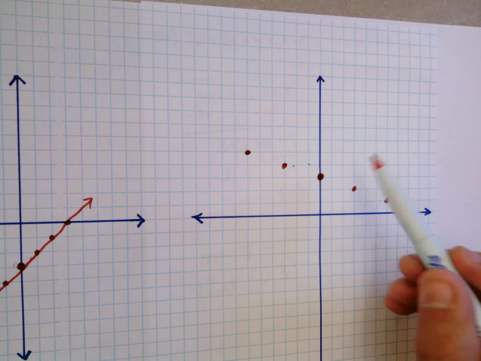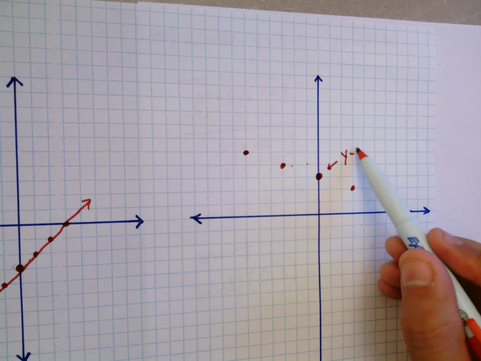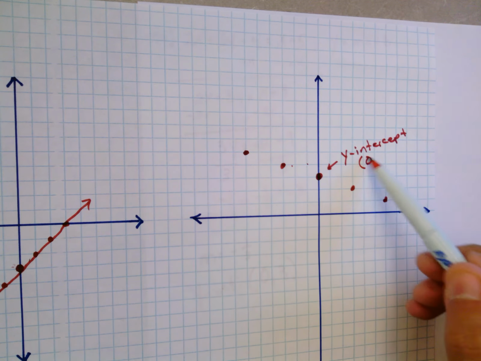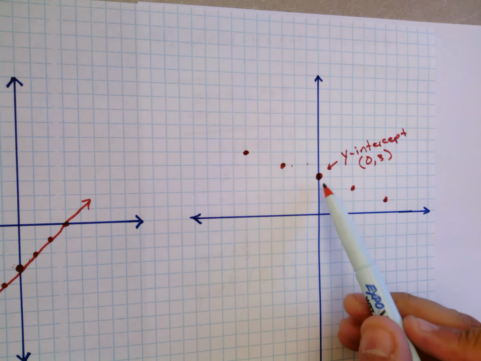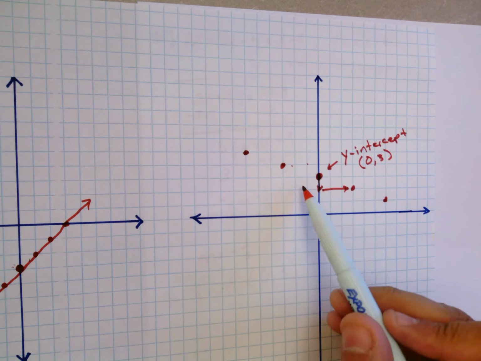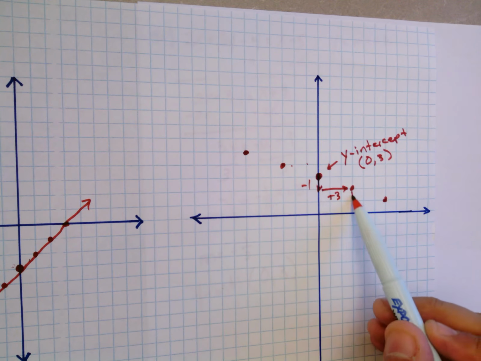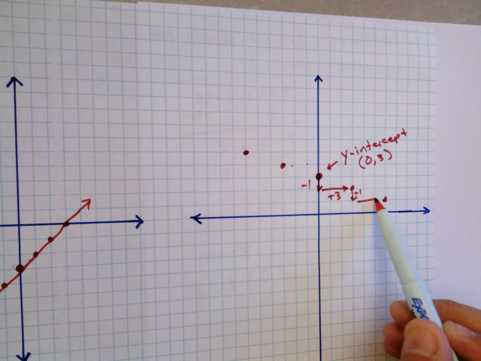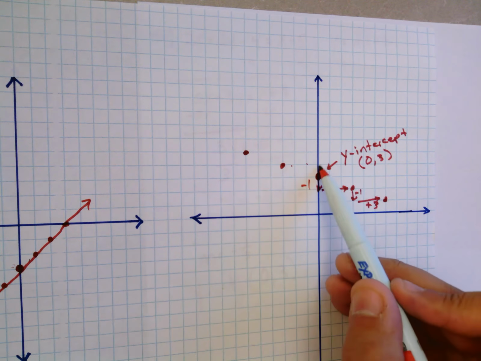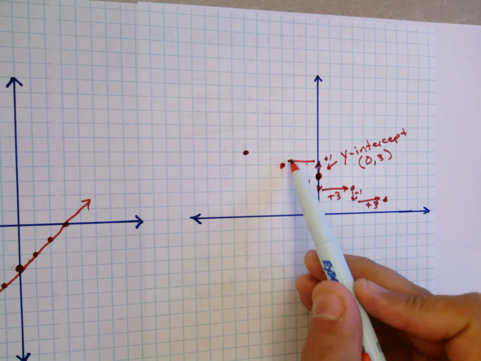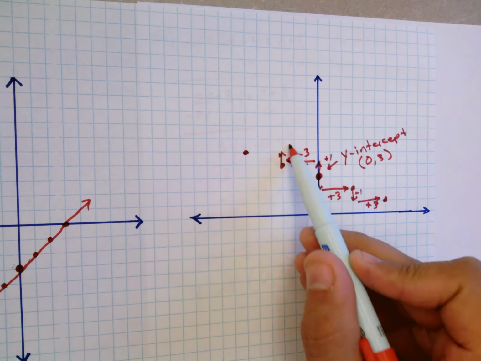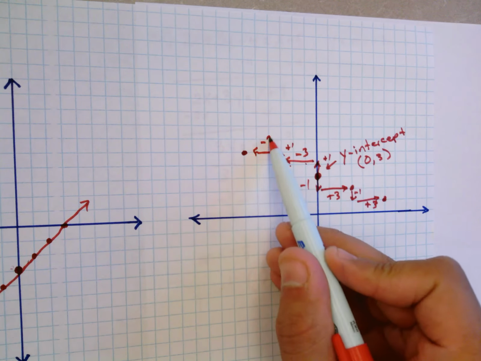My y-intercept is right here, so this right here is my y-intercept, which is 0, 3. And this is my slope. I go down 1 to the right 3. Negative 1, positive 3. Or I can go the other way of positive 1, negative 3.